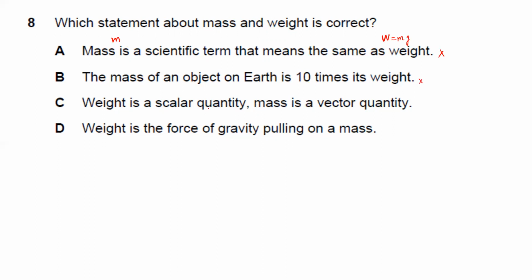Weight is a scalar quantity. No, weight is a vector quantity. So again, this is fine. Mass is a scalar quantity. No. So weight is the force of gravity pulling on the mass. Yes, W equals mg. So answer D is the right choice.